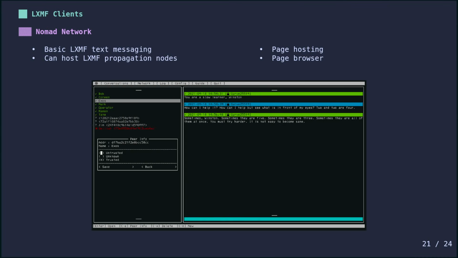And that leads us to the last of the clients. This is Nomad Network. It's a terminal-based client that has basic text messaging and also the ability to host pages that can be either just static information or dynamic pages you can render in Python or PHP or compiled programs, whatever you want. So there's a guy who wrote a Wikipedia hosting for this. So Wikipedia is available over Nomad Network now, which is quite fun.